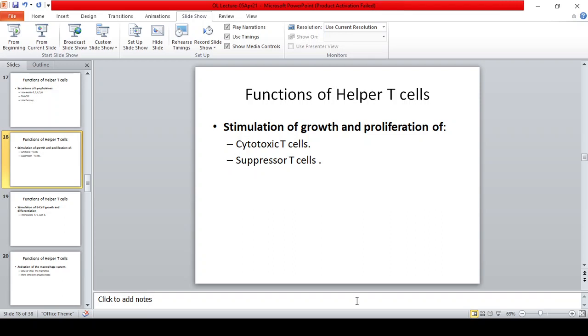Another function of helper T cells is the stimulation of growth and proliferation of the cytotoxic T cells and the suppressor T cells. In the absence of the T helper cells, the clones for producing cytotoxic T cells and suppressor T cells are activated very slightly. Now, the lymphokine interleukin 2 produced by the helper T cells has a specially strong stimulatory effect in causing the growth and proliferation of both cytotoxic and suppressor T cells.